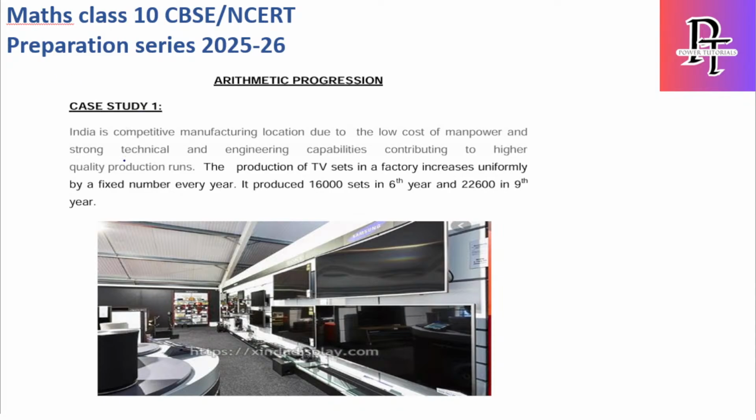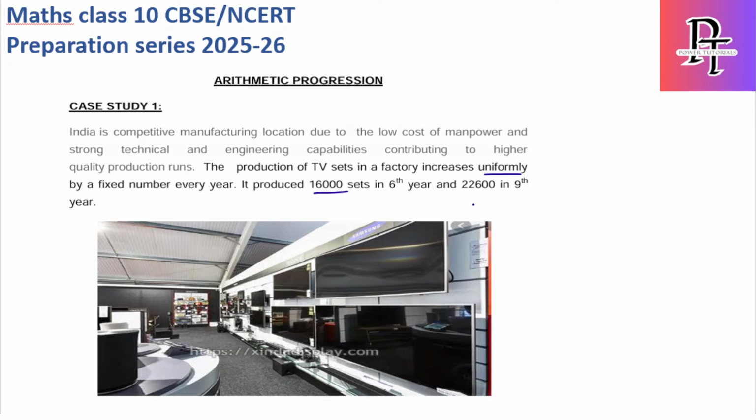India is a competitive manufacturing location due to the low cost of manpower and strong technical and engineering capabilities contributing to higher quality production runs. The production of TV sets in the factory increases uniformly by a fixed number every year. So there is a TV production factory where the production is increasing by a fixed number per year. It produces 16,000 sets in the 6th year and 22,600 in the 9th year.